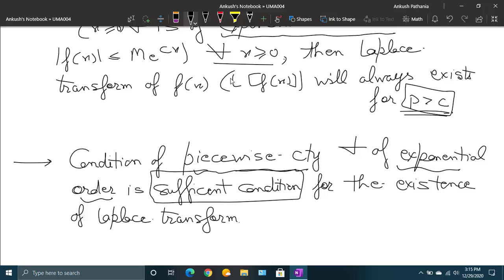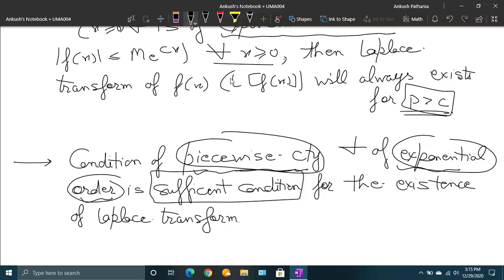Sufficient means that when these two conditions are fulfilled, then it is always sure that Laplace will exist. It is going to be there. Laplace is going to exist if these two conditions for any function hold. However, if any one of the conditions fails, whether of piecewise continuity or of exponential order, or even both conditions fail in some function, still the function can have a Laplace transform. So these conditions are not necessary. They are sufficient. Sufficient means that if they are there, then Laplace is going to exist. However, if they are not there, still Laplace can exist.